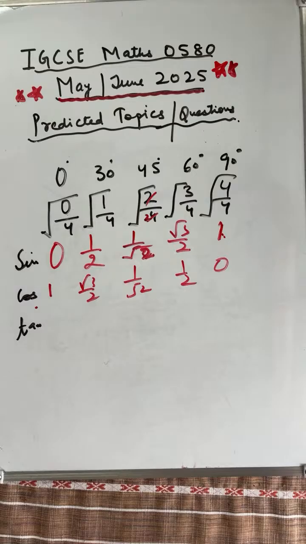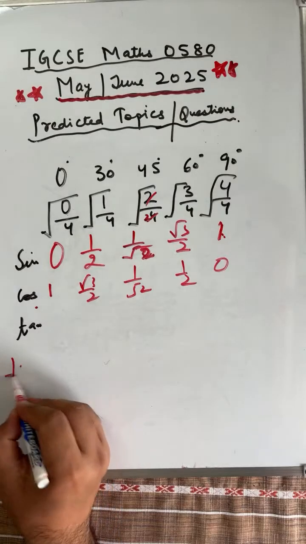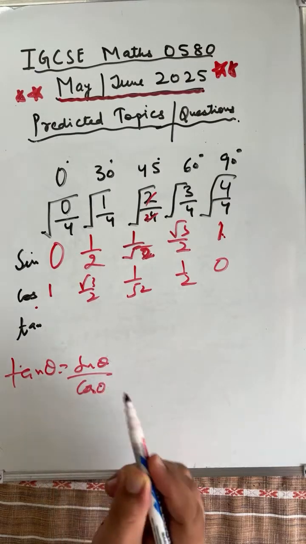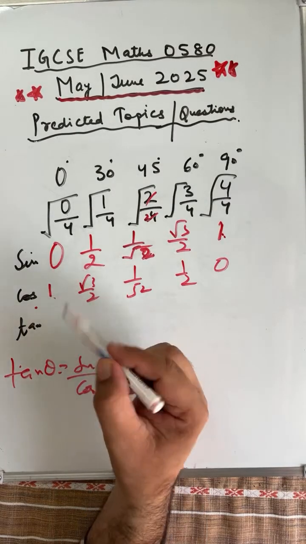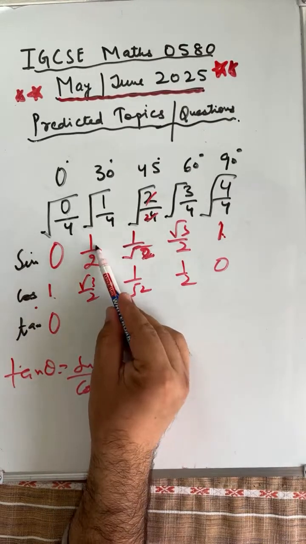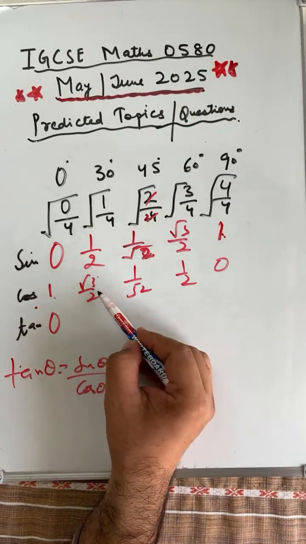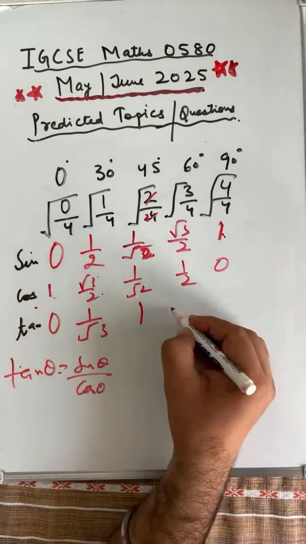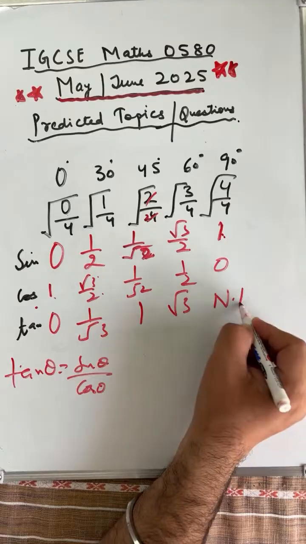Okay. Now the last step is for tan. For tan, we know that it is sine theta upon cos theta. So 0 upon 1 is 0. 1 upon 2 divided by root 3 by 2 will be 1 upon root 3. This is 1, this is root 3 and this is not defined.